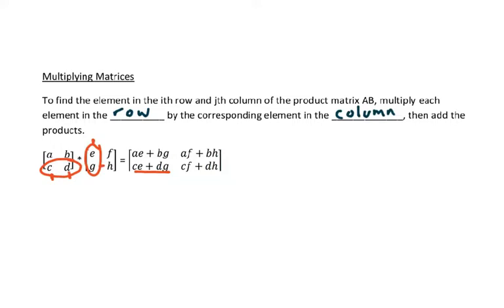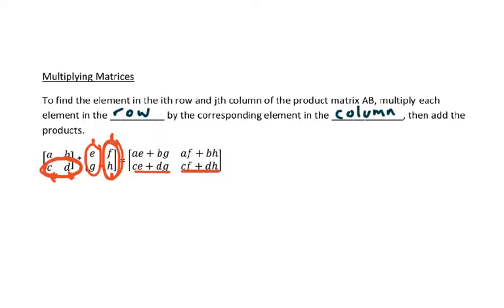And then you've probably already guessed it. We're going to go ahead and multiply row 2 again, I'm sorry, times column 2 in the second matrix. And that's where we get this: C times F plus D times H. And that's where we get our entry here.